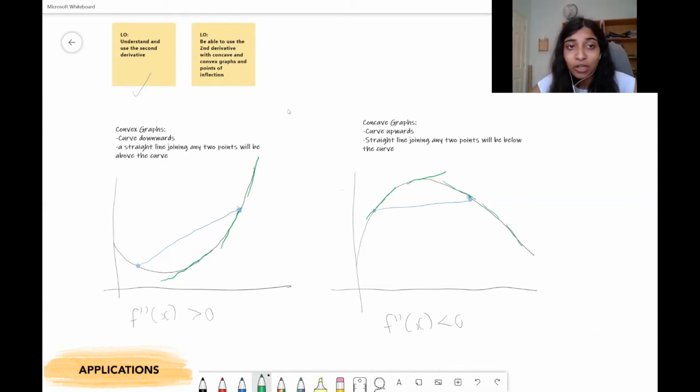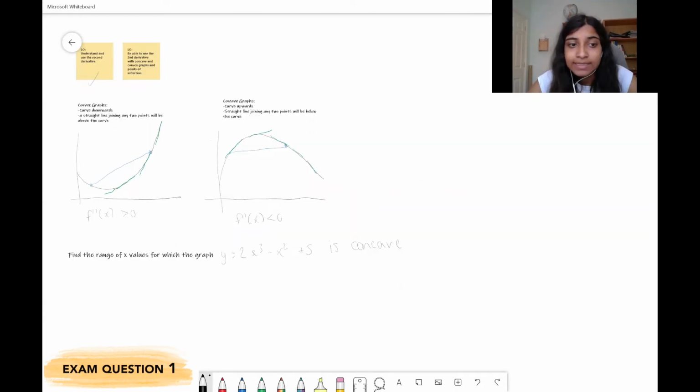So now we've done concave and convex graphs, let's go over an exam style question to see if you've understood this. So you have an exam question here. Feel free to pause the video and try it out for yourself.